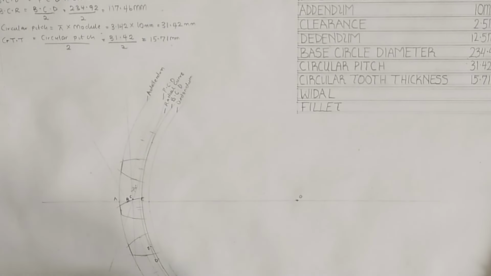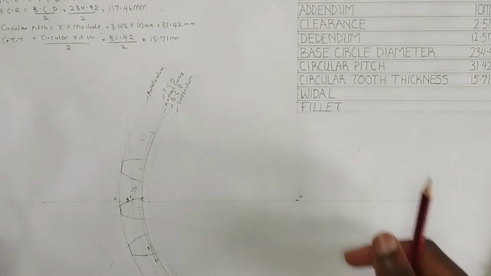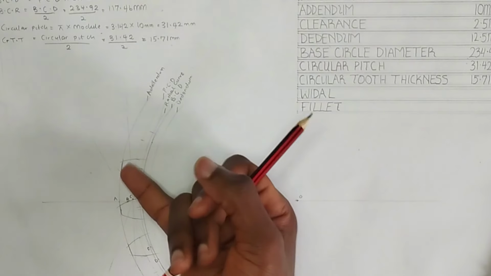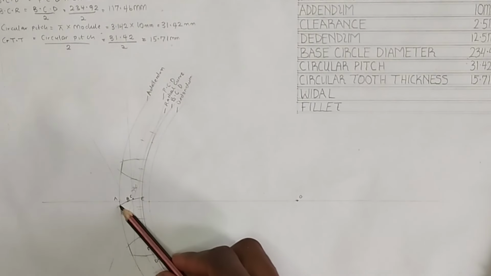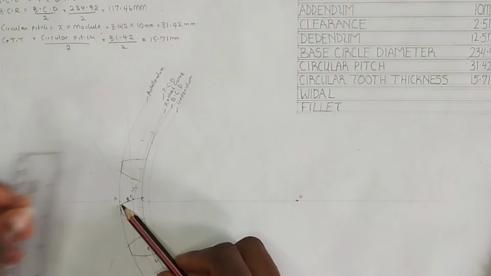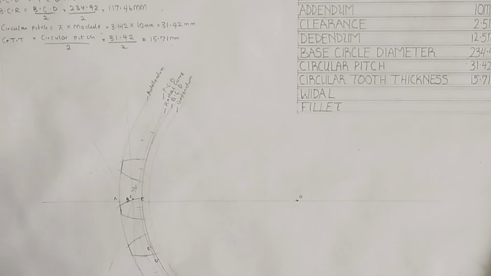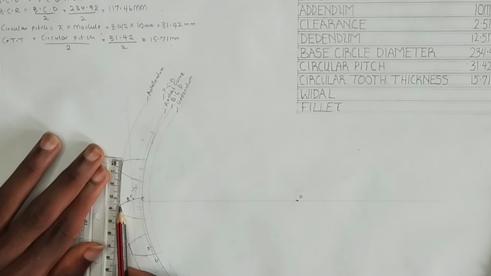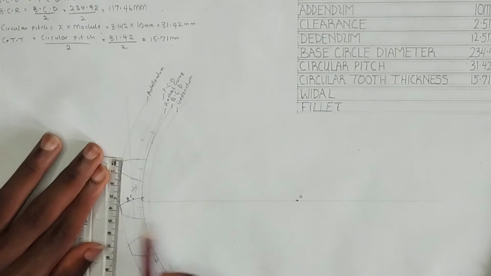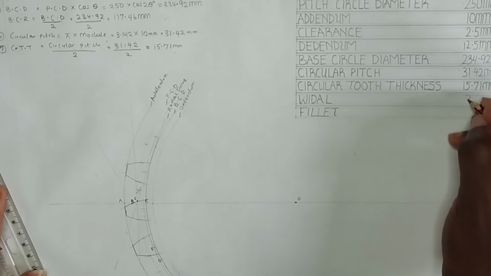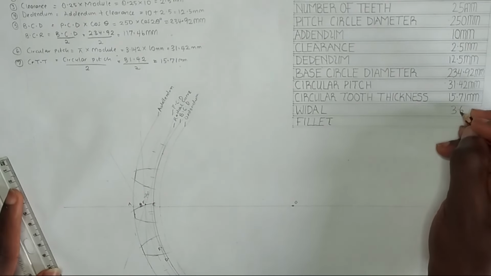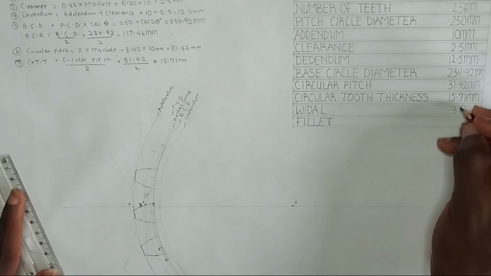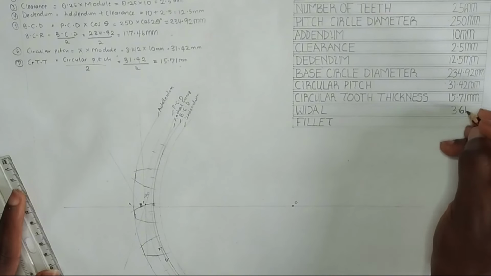What we are going to calculate first is our wider. And what is our wider? Our wider is the distance from one beginning point of a tooth to the corresponding beginning point of the next tooth. So we are going to be calculating that from here to this place. As you can see here, my own is giving me 3.6 millimeter. So I'm going to write it here. Let's use 36 millimeter.